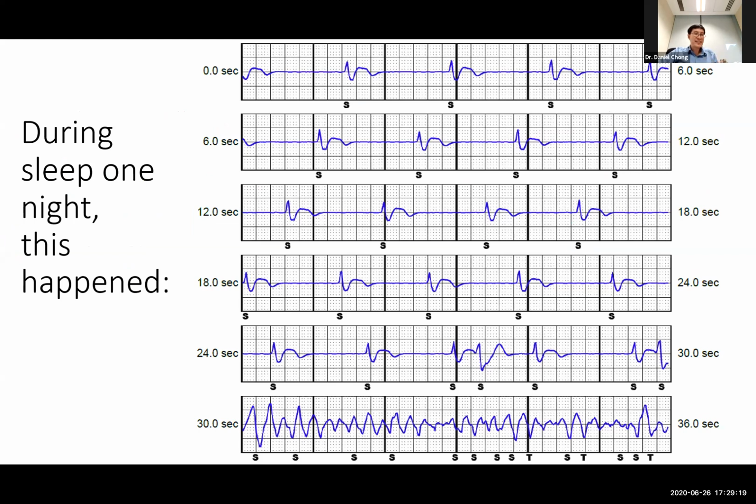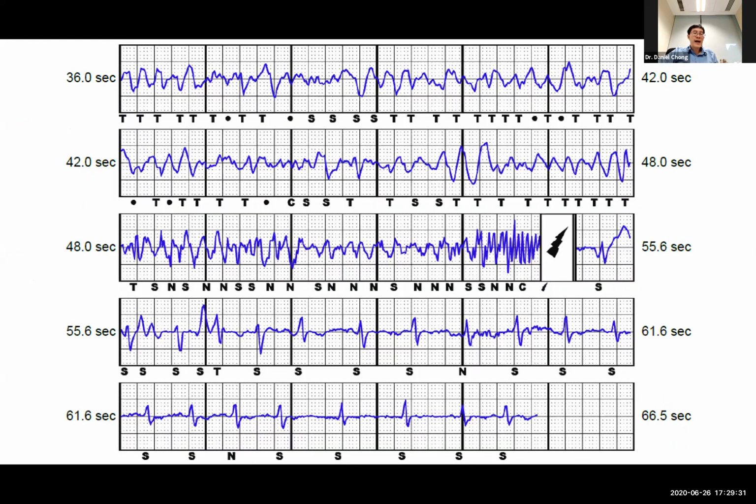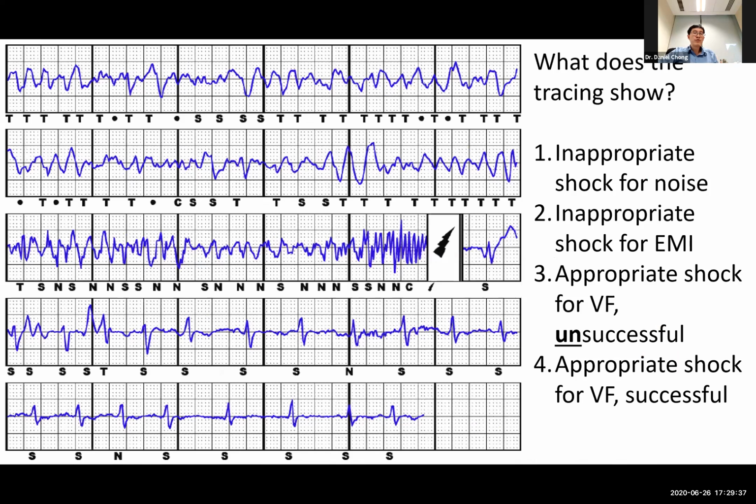So this question I think is quite easy too, but let's just have a look. The next few questions may not be as easy. You can see that this happened one night, and then the ICD delivered therapy, as you can see over here. This is the same rhythm strip. So what does this tracing show? Number 1, it shows an inappropriate shock for noise. 2, it shows an inappropriate shock for electromagnetic interference. 3, there was an appropriate shock for VF, but it was unsuccessful. Or 4, there was an appropriate shock for VF and it was successful. Can I get people to vote, please?